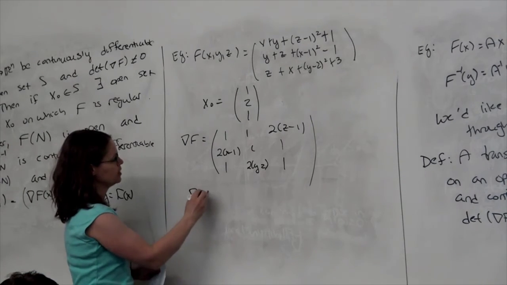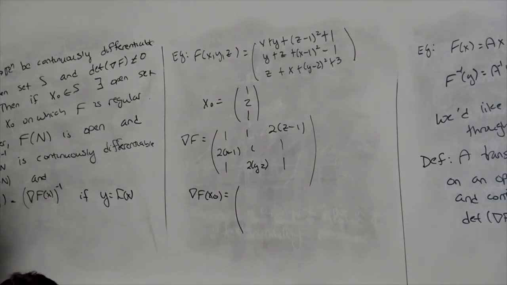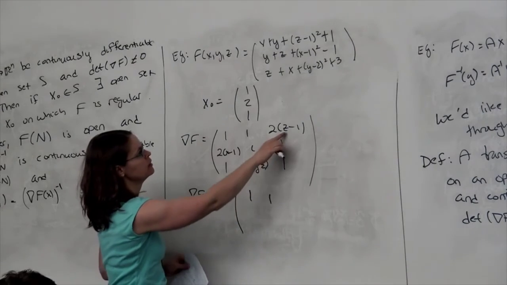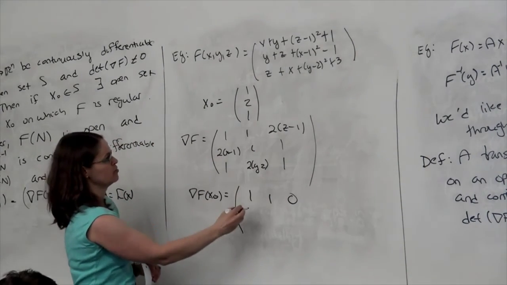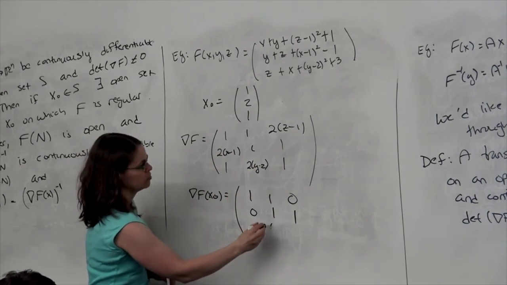Let's just plug in our point x naught. At x naught, we're going to have 1, 1, 0, this is going to be 0, 1, 1, and then 1, 0, 1.